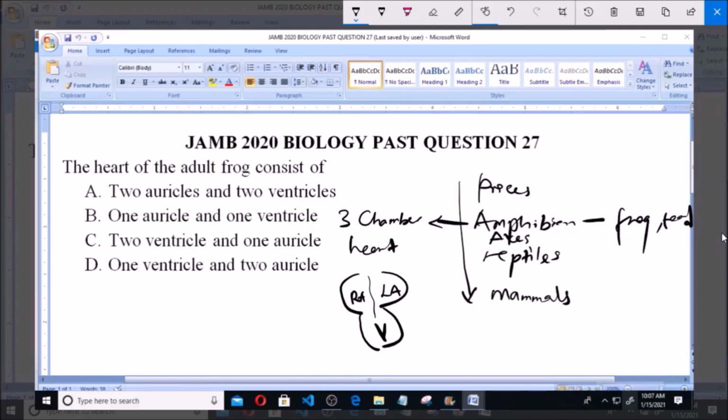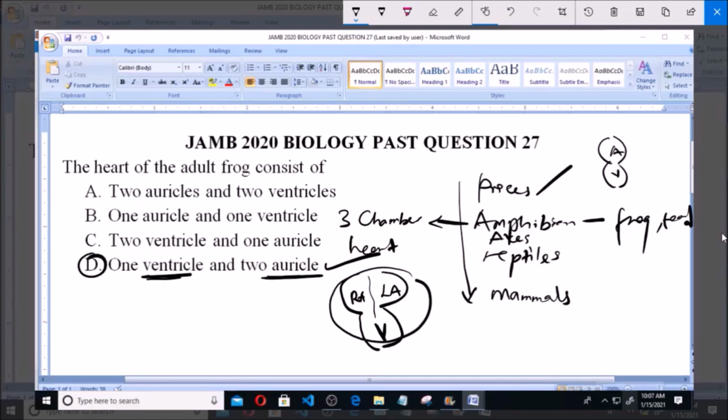So they have 2 auricles and 1 ventricle, which is option D. 1 ventricle and 2 auricles. But in the case of pisces, it just has a 2-chamber heart, 1 auricle and 1 ventricle. But amphibians have 3. Then the reptiles have 4, and the mammals have 4. That is 2 auricles and 2 ventricles. So the answer to this question is option D. For frogs, which are amphibians, they have 1 ventricle and 2 auricles, and this is the illustration I give.